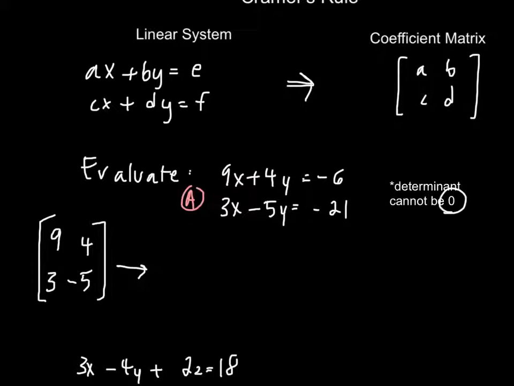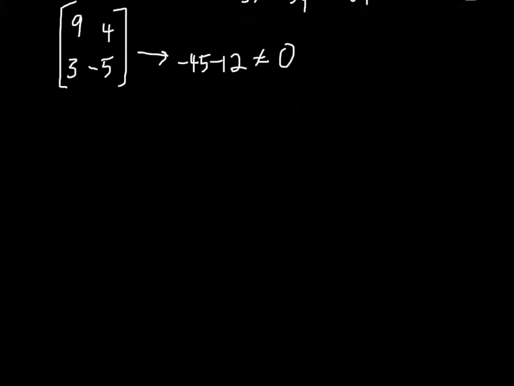We will do negative 45 minus 12. We get that from 9 times negative 5 is negative 45, and 3 times 4 is 12. This is not 0, so we can continue. So we're going to solve for each variable individually. First we're going to solve for x.